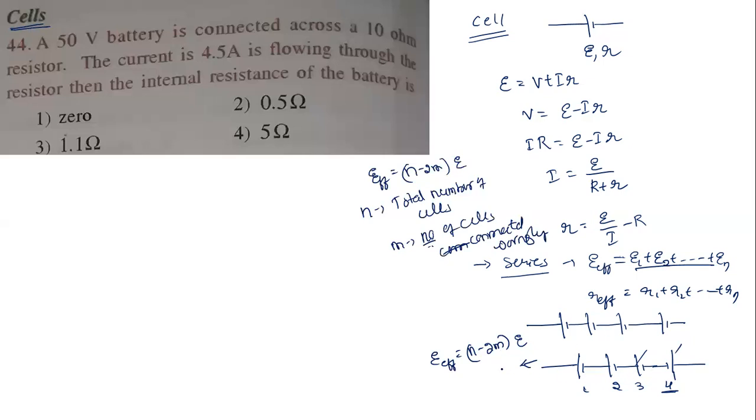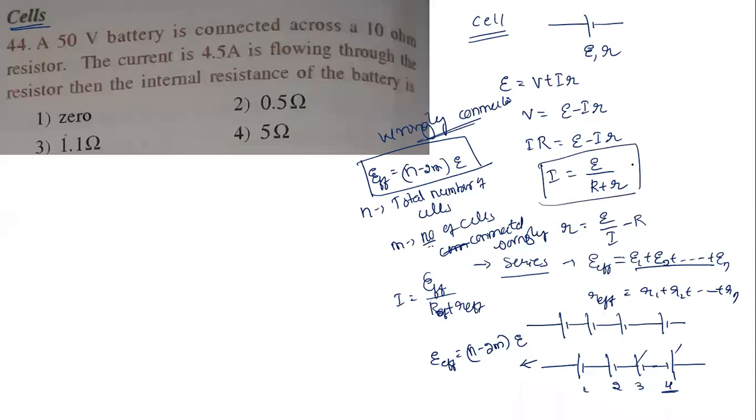Total cells, how many are there? 4, so N equals 4. This one you need to remember. This is also very important: wrongly connected. There will be questions from this. Then, as you know, current will be E effective divided by (R plus R effective) when we connect our external resistance, using this formula also. Now, what do we know about parallel combination?